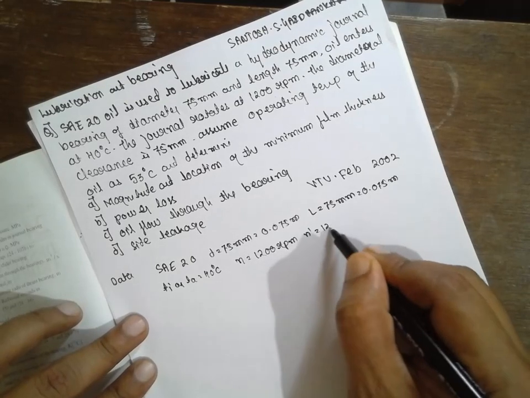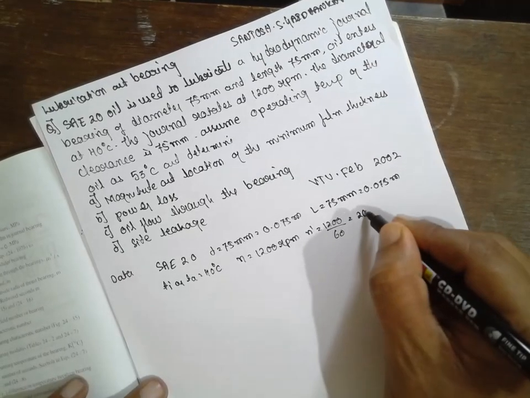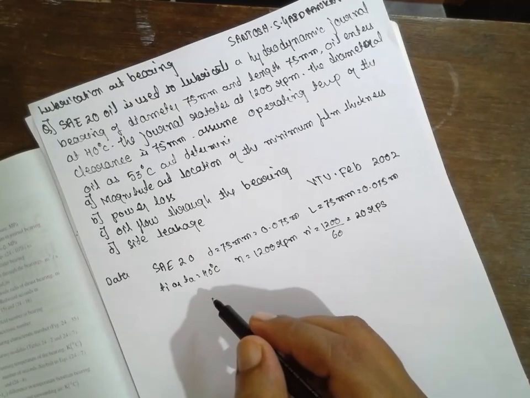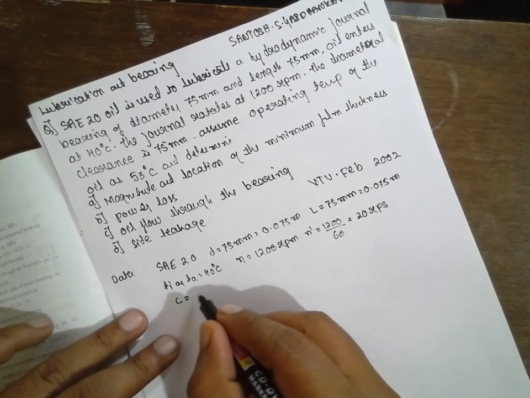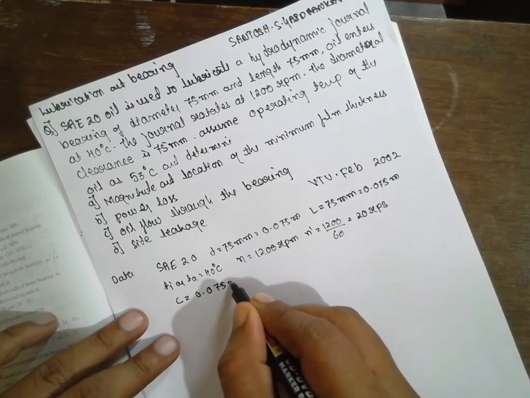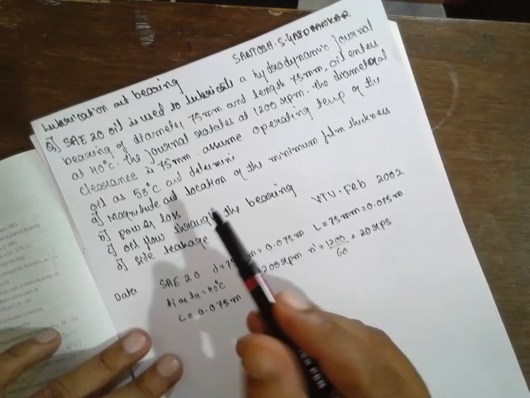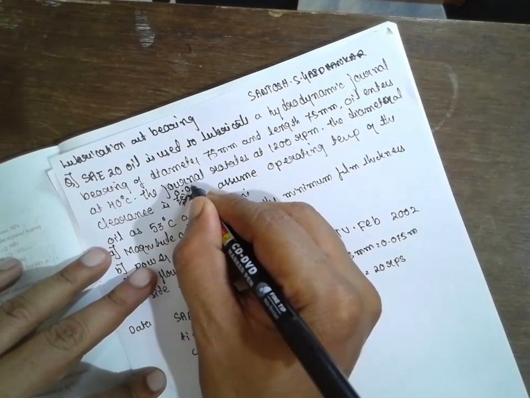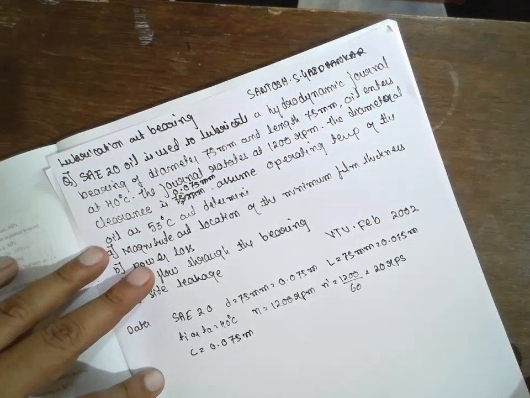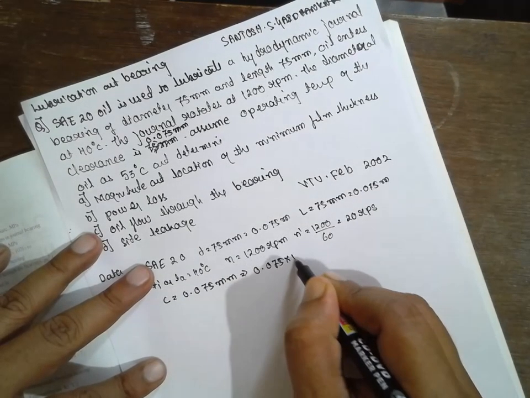N dash is nothing but 1200 divided by 60, you will get around 20 rps. And next, diameter clearance C is given. I will write directly in terms of meter. The diameter clearance they have given in terms of mm, 0.075 mm. It is 0.075 into 10 raised to minus 3 meter.